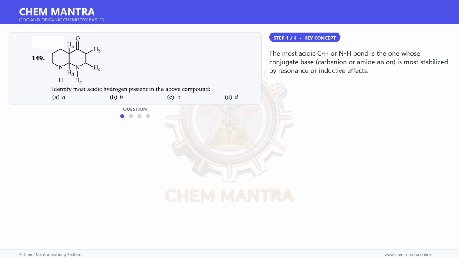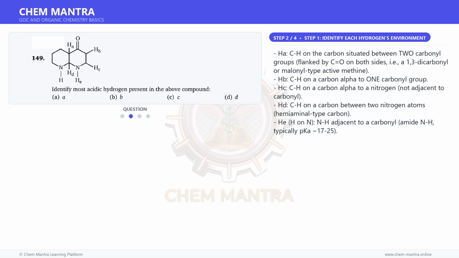The most acidic C-H or N-H bond is the one whose conjugate base, carbanion or amide anion, is most stabilized by resonance or inductive effects. Moving on to the next step. Ha: C-H on the carbon situated between two carbonyl groups, flanked by C=O on both sides, i.e., a 1,3-dicarbonyl or malonyl type active methylene.